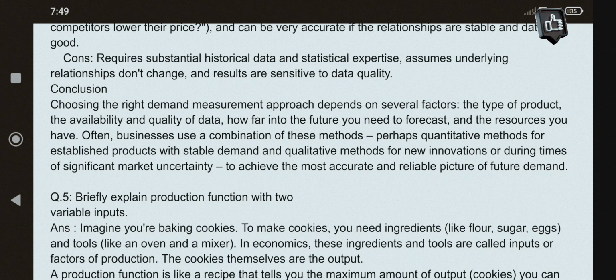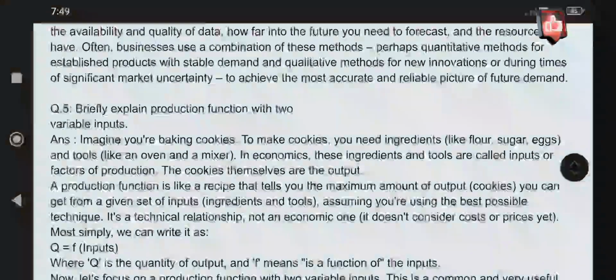Conclusion: choosing the right demand measurement approach depends on several factors: the type of product, the availability and quality of data, how far into the future you need to forecast, and the resources you have. Often, businesses use a combination of these methods, perhaps quantitative methods for established products with stable demand and qualitative methods for new innovations or during times of significant market uncertainty, to achieve the most accurate and reliable picture of future demand.